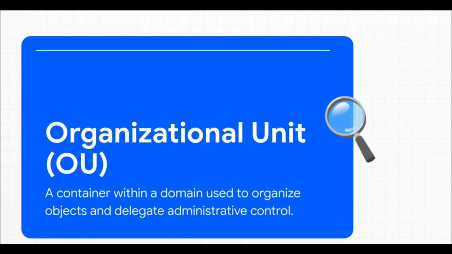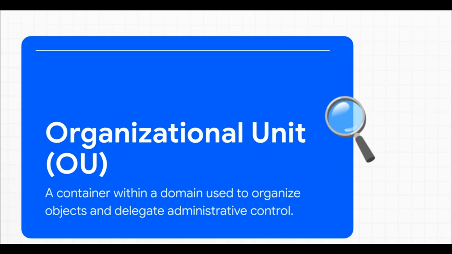And then, inside each domain, we get even more granular with organizational units, or OUs. And this is where the real magic happens for day-to-day management. OUs are basically just folders that you can create to mirror your company's actual structure, like sales, marketing, HR. But their most important job is to delegate control. You can give the manager of the sales OU the power to reset passwords just for her team, without giving her the keys to the entire kingdom.